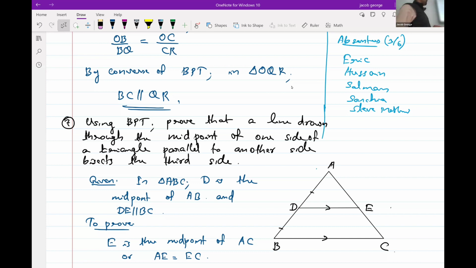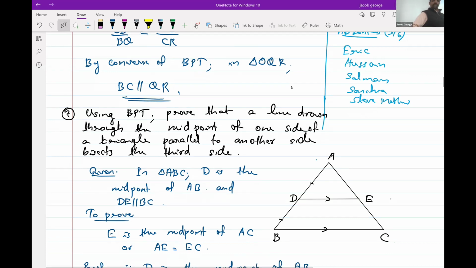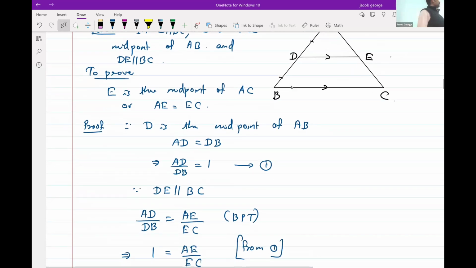DE is parallel to BC, means by BPT, what can you write? AD by DB equal to AE by EC. But AD and DB are equal. So what is AD by DB? When you divide two equal numbers, what do you get? 1. So we get 1 equal to AE by EC. Can you get AE equal to EC from there? Yes. So that is the proof. So simple, right?